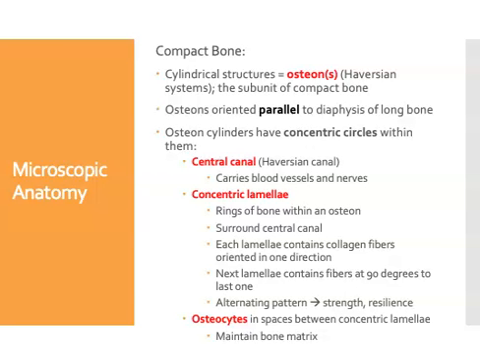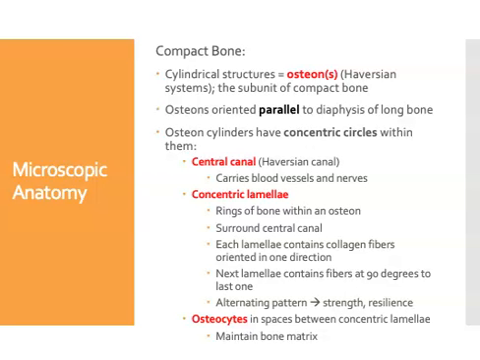Now let's take a few minutes and talk about the microscopic anatomy of both compact bone and spongy bone. Compact bone is actually produced in cylinders of material, elongated cylinders of material similar to the cardboard tube that you would find in the center of a roll of paper towel. Now, these cylindrical structures are called osteons.